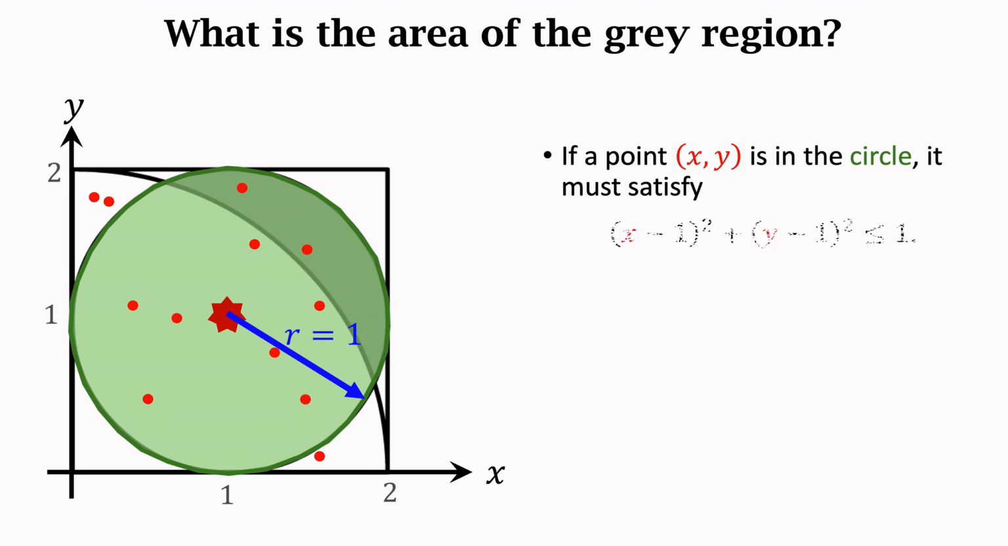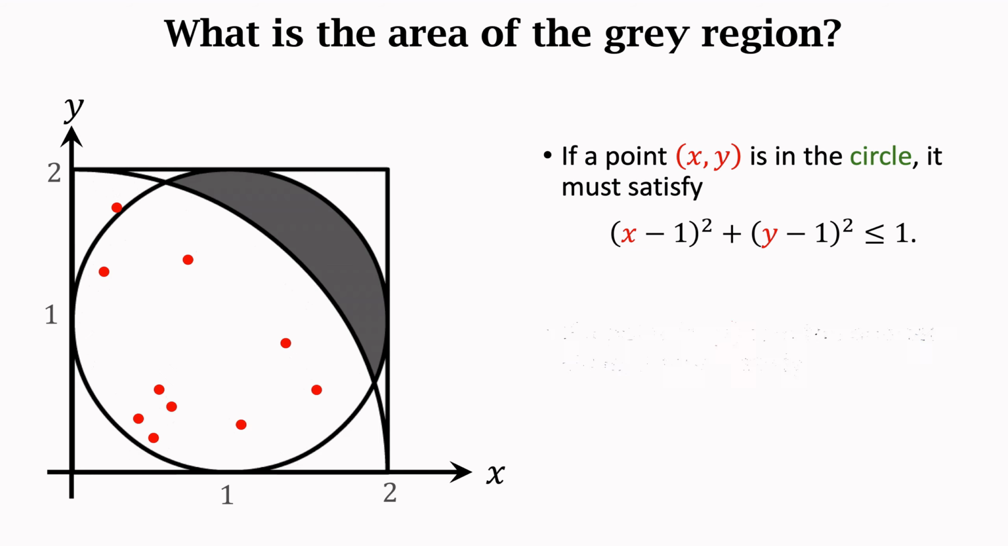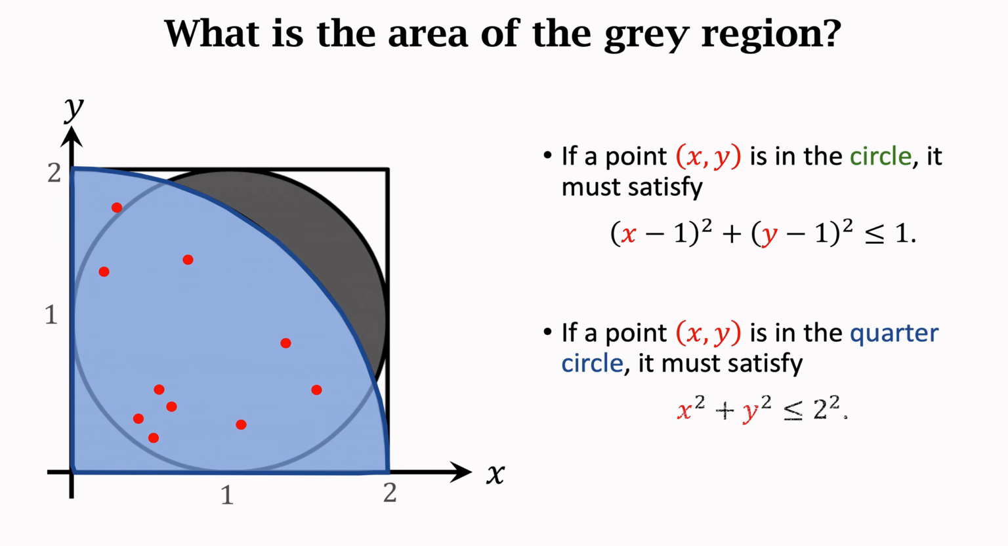So the equation of the circle is this one: (x − 1)² + (y − 1)² ≤ 1. If a point is in the circle, it must satisfy the equation. Using the equation, we can tell if a point is in the circle. Note that if a point is in the grid region, it must be outside the blue sector.